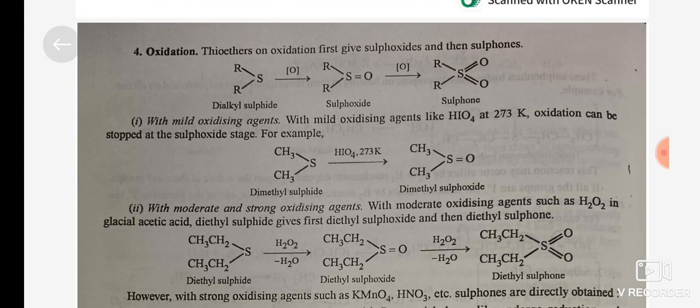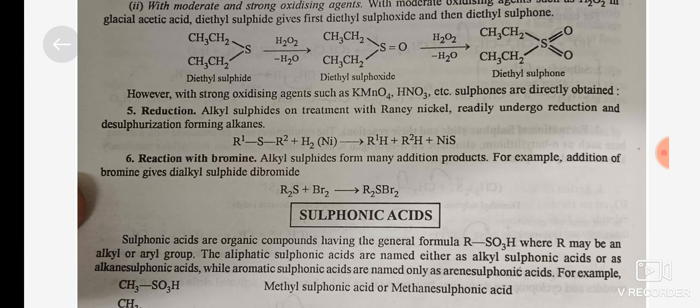Fourth is oxidation. Thioether on oxidation first gives sulfoxide and then sulfone. With a mild oxidizing agent like HIO4 at 273 Kelvin, oxidation can be stopped at the sulfoxide stage. Dimethyl sulfide in the presence of a mild oxidizing agent will give dimethyl sulfoxide. With a moderate oxidizing agent such as H2O2 in glacial acetic acid, diethyl sulfide gives first diethyl sulfoxide and then diethyl sulfone. However, with strong oxidizing agents such as KMnO4, HNO3, sulfones are directly obtained.